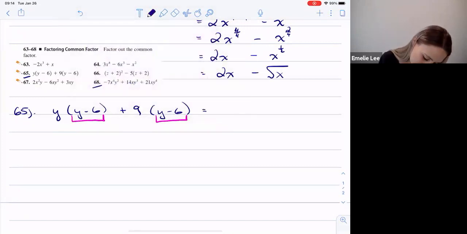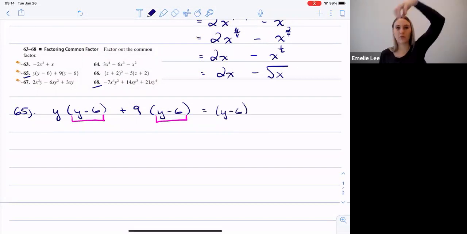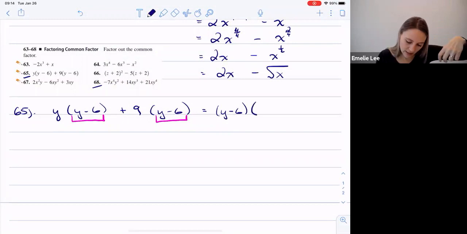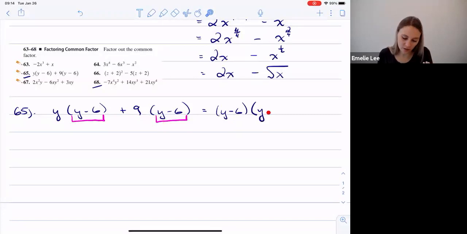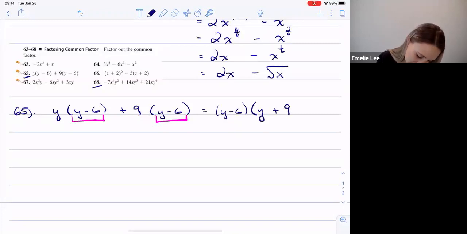So what you get is y minus 6, just kind of craned out as if it's one thing out front, and then inside the brackets, here you've got y times y minus 6. So we're going to write that down. And then here, plus 9 times y minus 6. We pulled the y minus 6 outside. So here we do plus y. Plus 9.